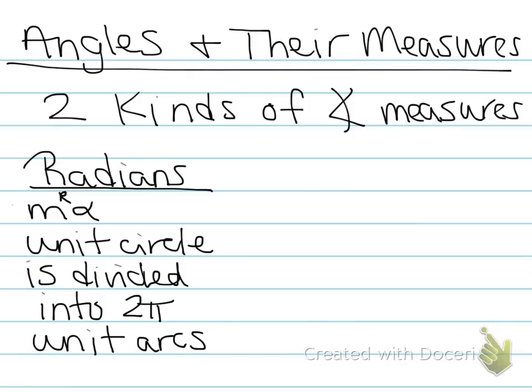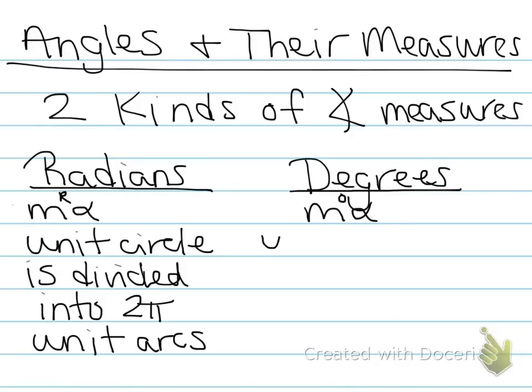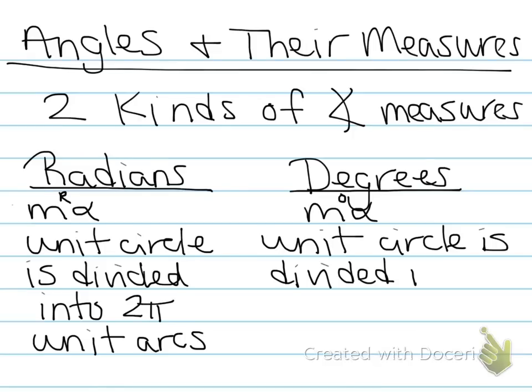Now we're going to add in degrees, and you all are probably familiar with degrees from geometry, and we're going to denote that by the measure of angle alpha with our lovely degree symbol, and here the unit circle is divided into 360 congruent parts.